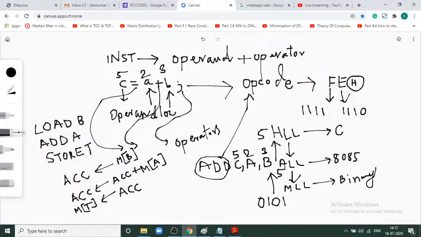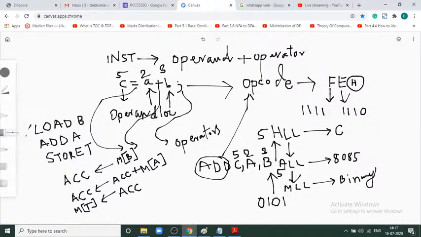By load B, we are loading the value of memory location B to the accumulator register, which is denoted by ACC. Then add A. What do you mean by that? Automatically the value of the accumulator and the value of memory location A will be added and the result will be stored in the accumulator register. Then store T. What do you mean by that? That means the value of the accumulator, which was generated in the previous instruction, will be transferred to the T memory location.